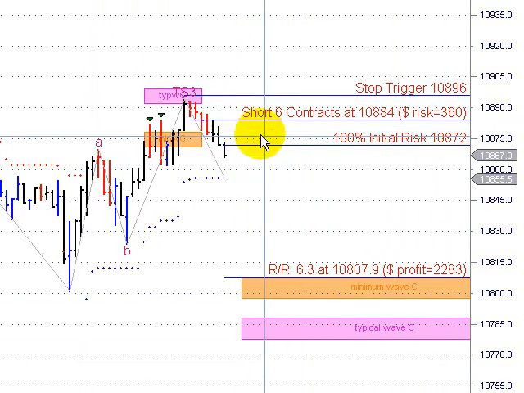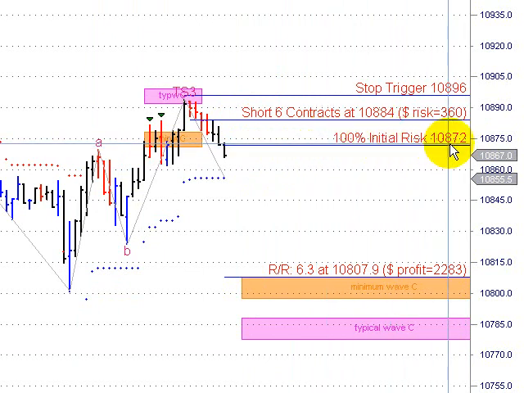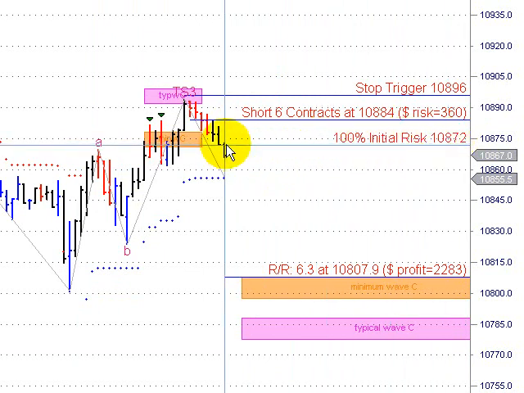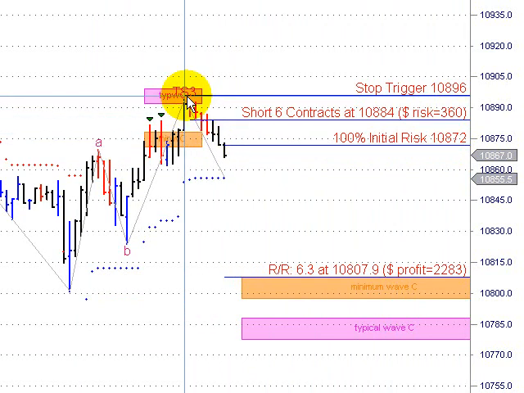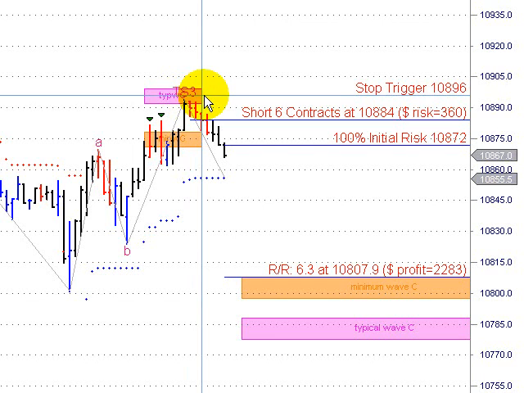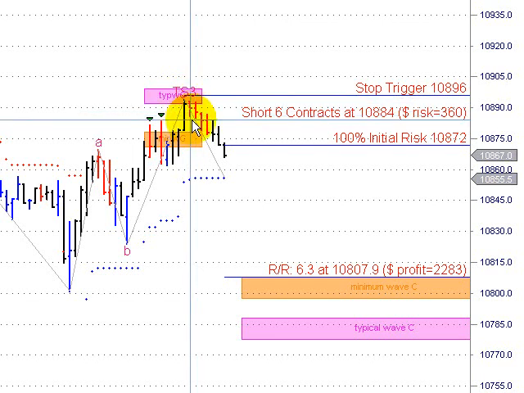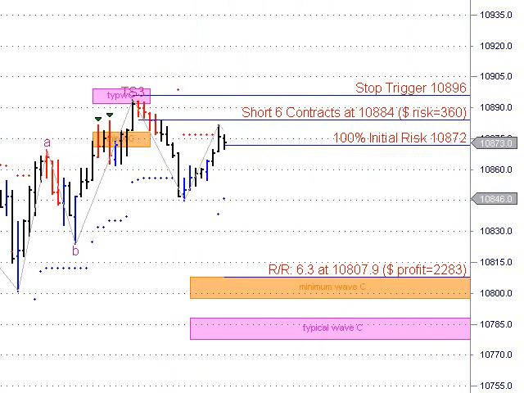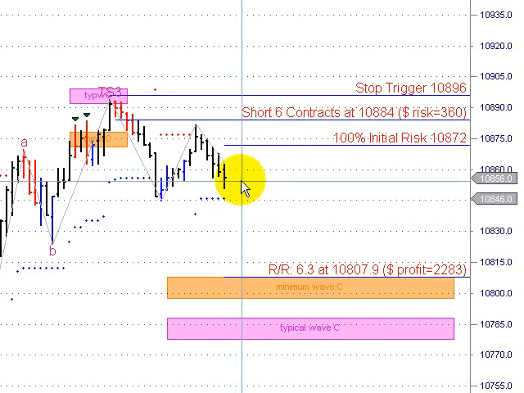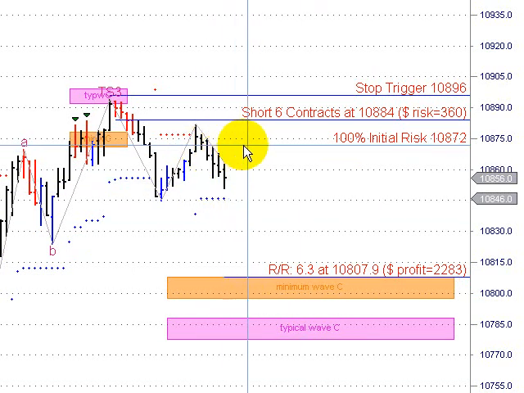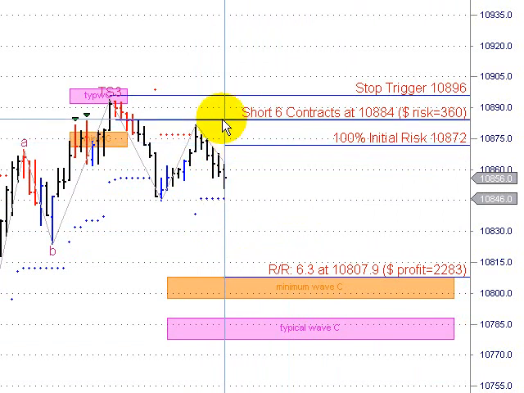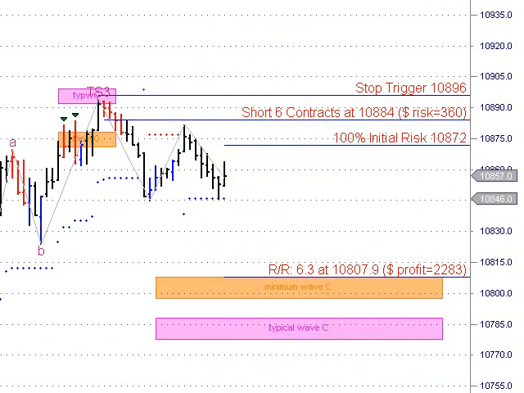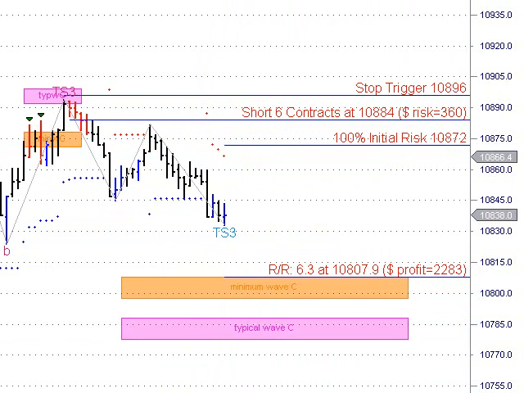Now here we've hit the 100% of our initial risk at 10,872. Some traders will want to move their stop from the initial stop at 10,896 to their entry or thereabouts, 10,884. You don't have to do that, but whatever you do, it's good to be consistent on every trade. So we hit that 100%, we're up $360, came back, didn't get to our entry, but we still haven't gotten to a target.